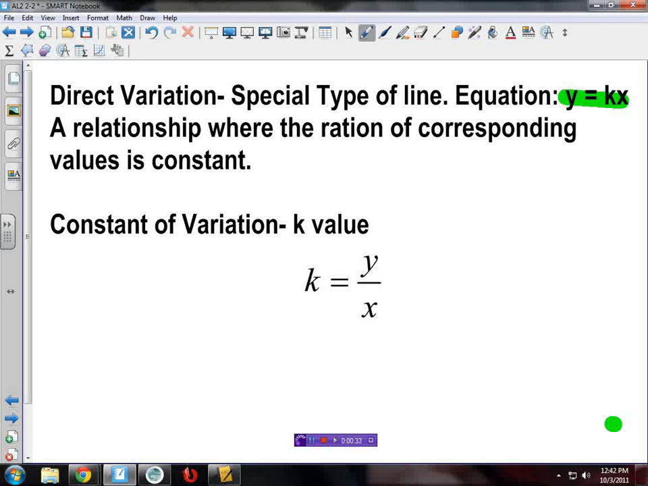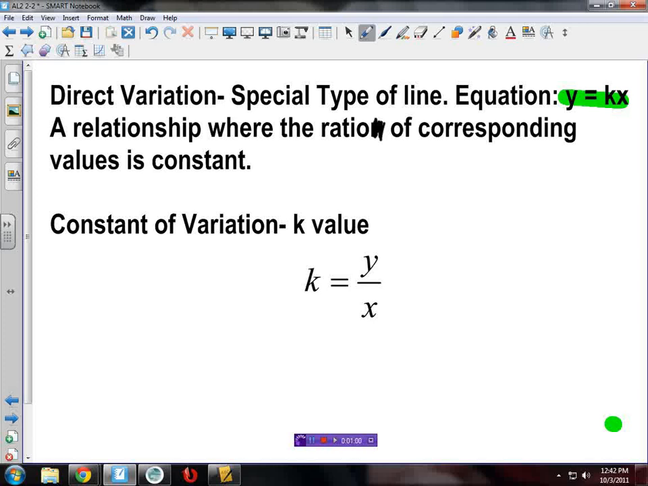It's a relation where the ratio of corresponding values is consistent. Ignore that n right there. It's a relationship where the ratio of corresponding values is consistent. We'll use that piece of information a little bit later. I know it doesn't mean a lot right now, but the best way to teach direct variation is to just get into it, because it's not that difficult to do. It's just hard to explain.